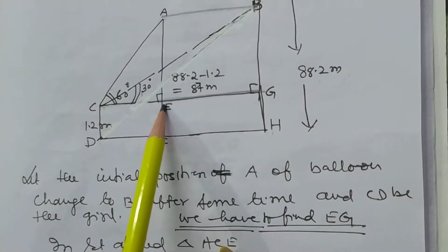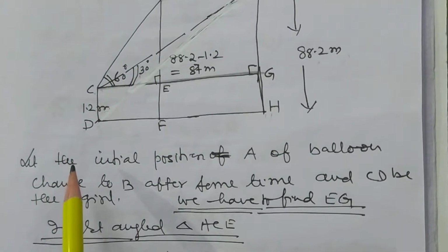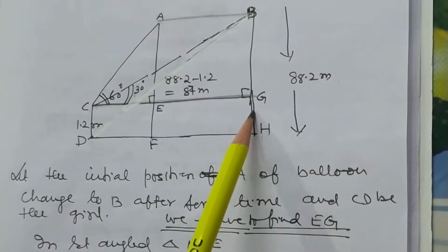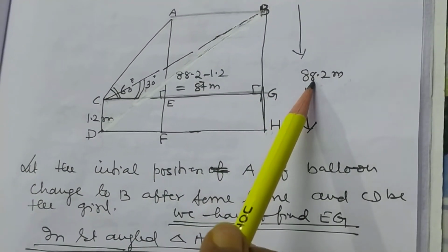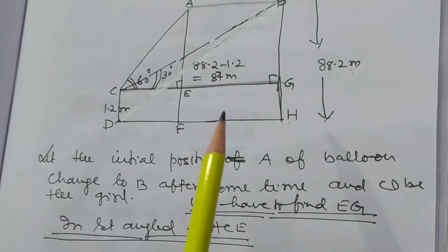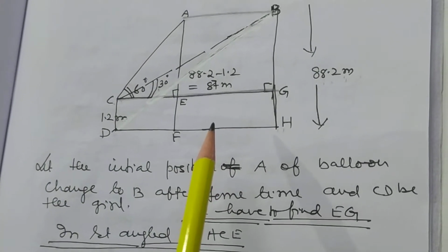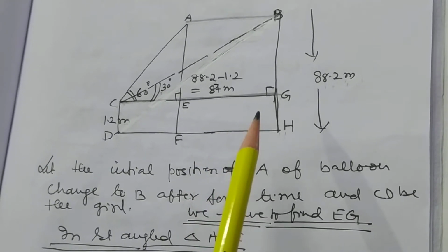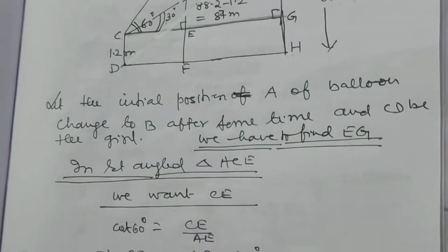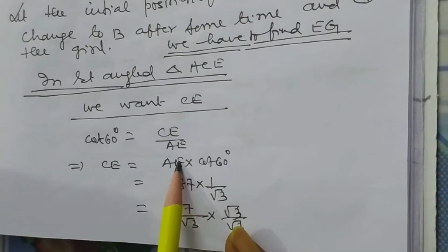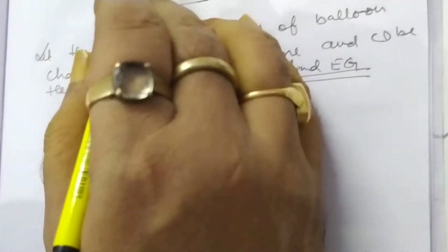CG. From right angle triangle AEC you find CE. Here it is given. It is 1.2. So BG is equal to 88.2 minus 1.2. So now from right angle triangle ACE, CE is equal to cot 60 degree. AE is equal to 87.